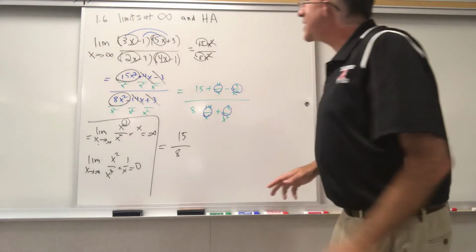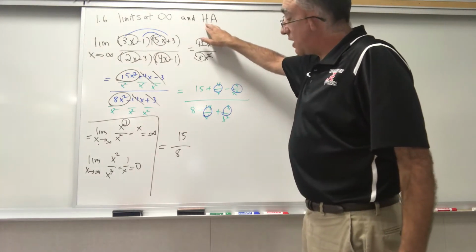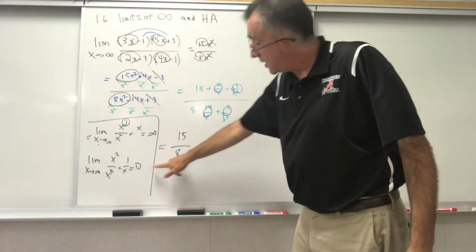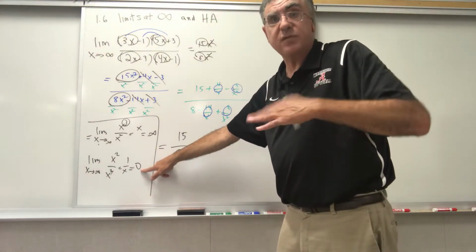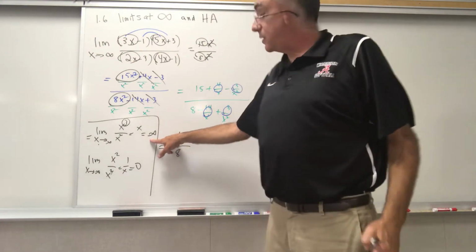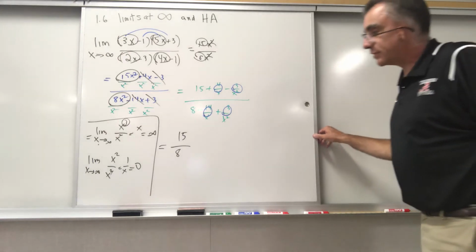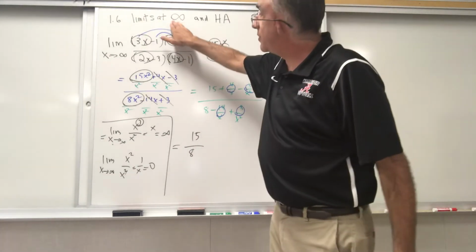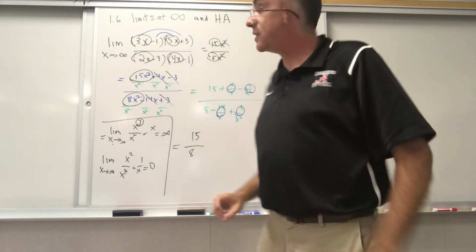So, limits at infinity. This is also called the horizontal asymptote. So this will have a horizontal asymptote of 15 over 8. This would have a horizontal asymptote of 0, which would be y equals 0, the x-axis. That's not an asymptote, it's going off to infinity and beyond. That wouldn't count. There's no such thing as y equals infinity. But that's how we talked about limits at infinity before when we were talking about how to determine horizontal asymptotes. So we're going to come back to that in a minute.